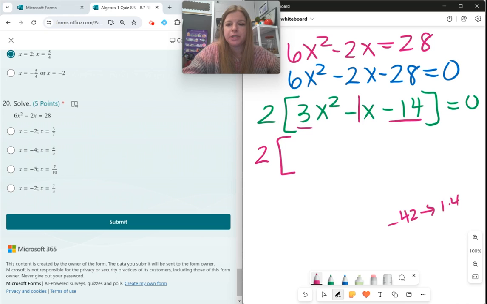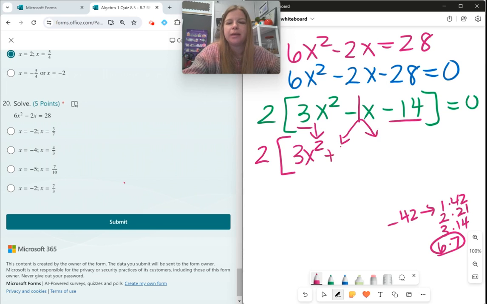Is it 1 times 42? No. 2 times 21. 3 times 14. Not 4, not 5. 6 times 7. You got it, 6 and 7. So ready, we bring down 3x squared. We break apart negative 1x using the 6 and 7. So I would need a positive 6x and a negative 7x to add up to negative 1. Bring down my negative 14 equals 0.